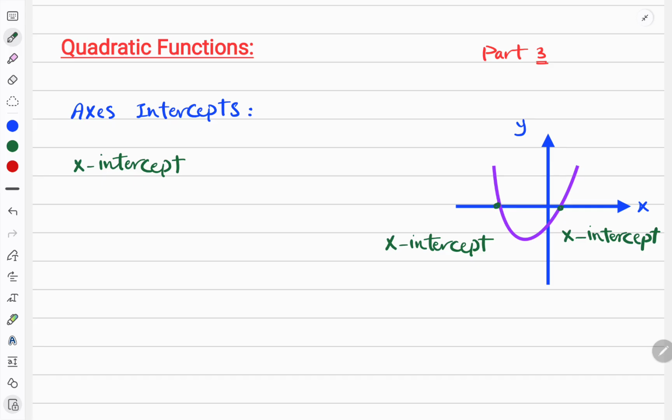And how can I find x-intercepts? X-intercepts are found by letting y be 0 in the equation of the curve. So you just need to put the equation equals 0 and solve for x to find the x-intercepts of any graph like this. And another intercept that I have is the y-intercept.